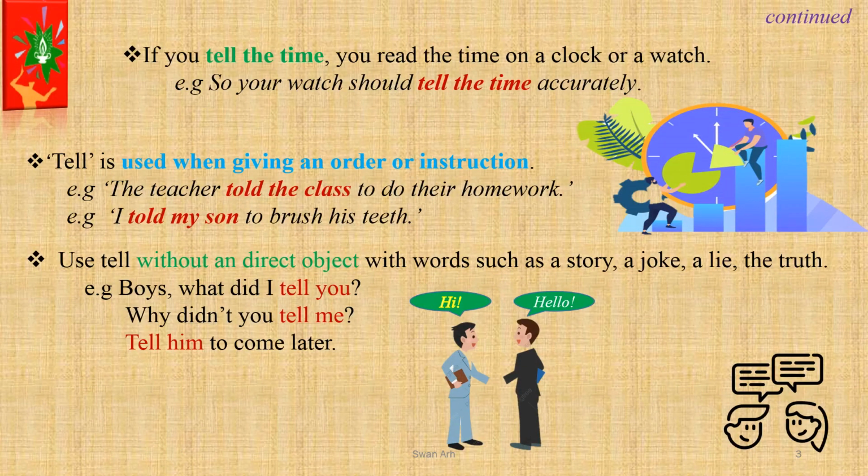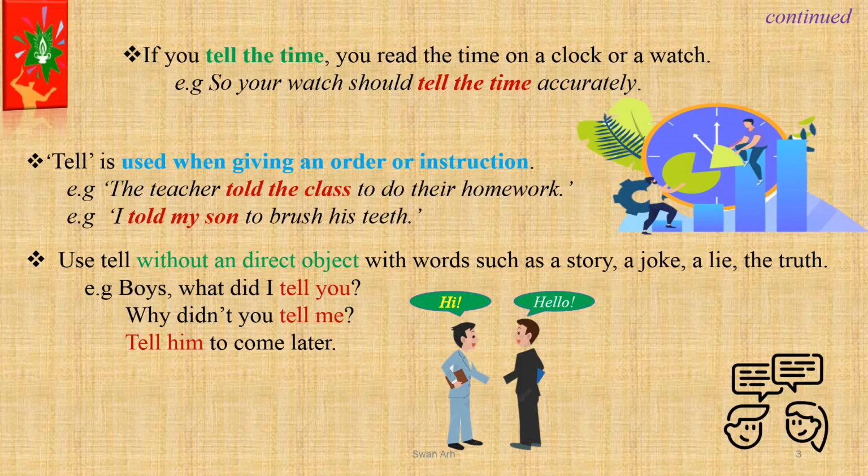If you tell the time, you read the time on a clock or a watch. For example, your watch should tell the time accurately. The verb tell is used when we say something to someone, and is commonly used when we are giving an order or instruction. For example, I told my son to brush his teeth. The teacher told the class to do their homework.